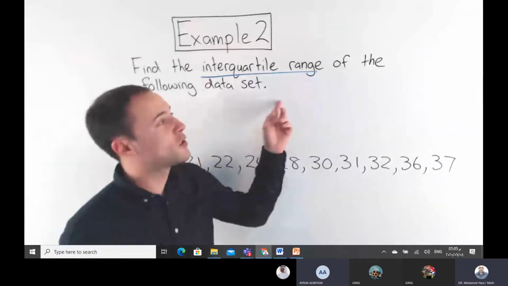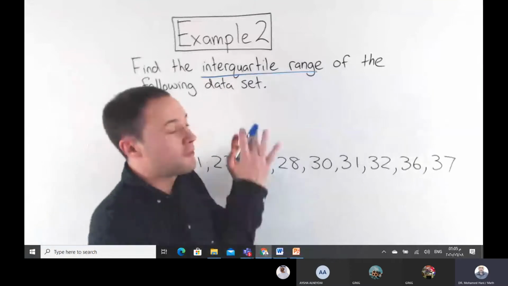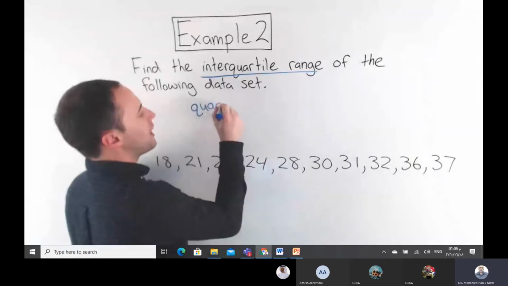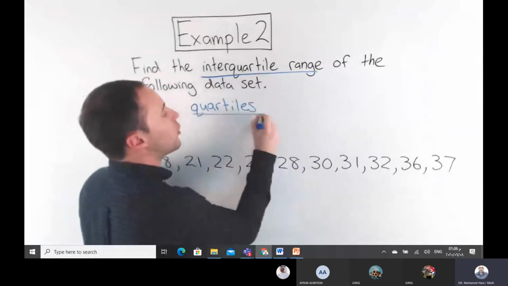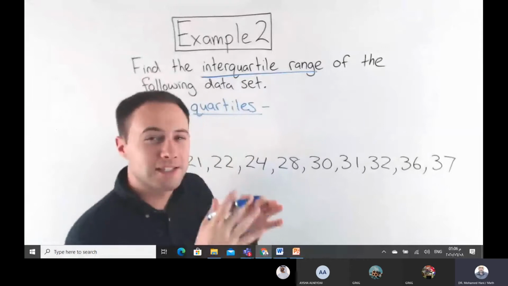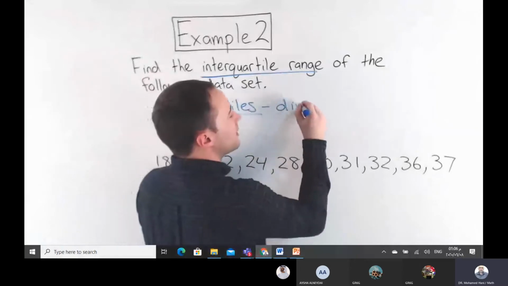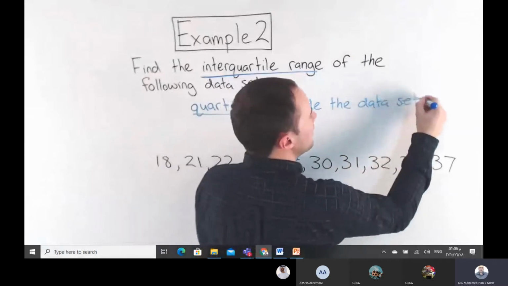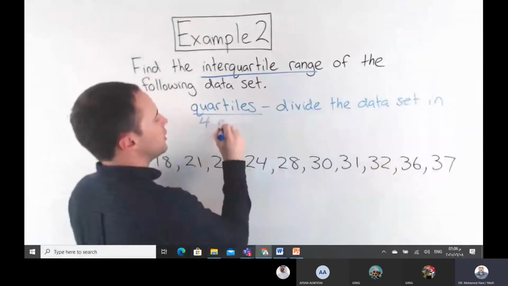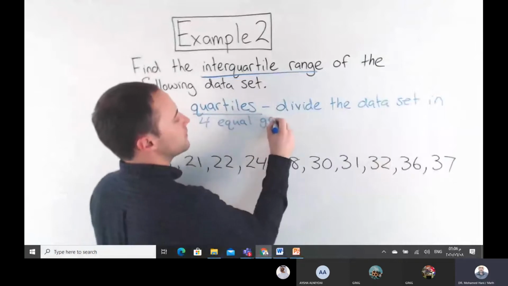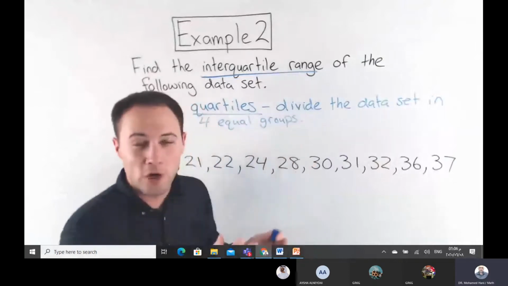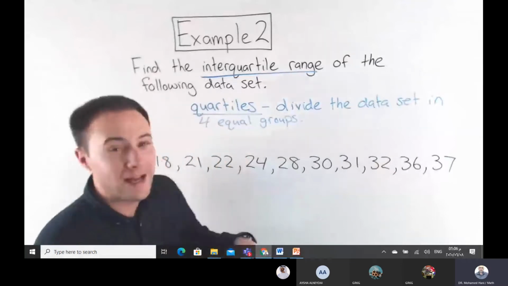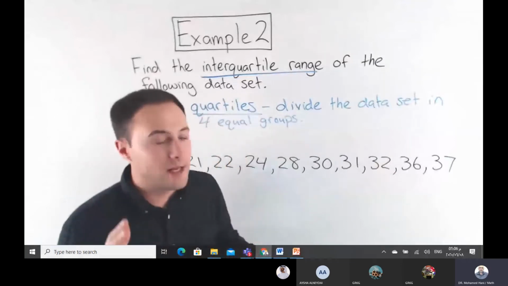Example 2, find the interquartile range of the following data set. Now, before we do that, let's talk about what are quartiles. Well, just like the word implies, quartiles, you think of quarters. And quartiles of a data set, they divide the data set in 4 equal groups. Okay, 4 equal groups are quarters, right? So we have a first quartile and a third quartile, and then we have our median.